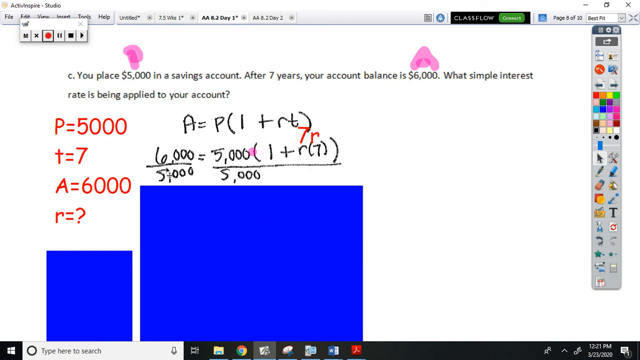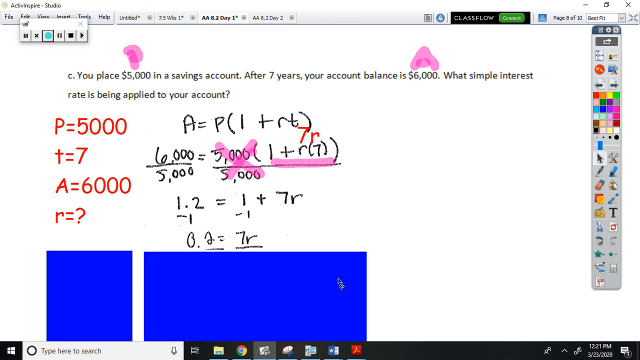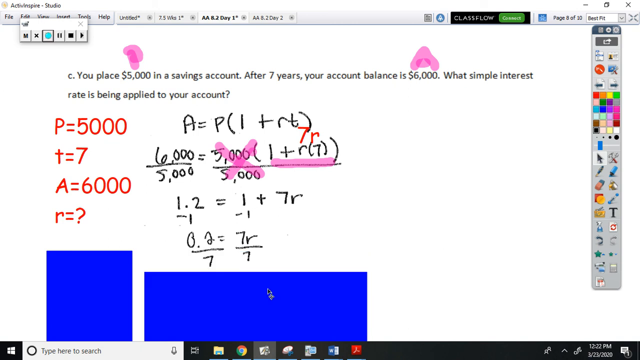So I divide by 5,000 on both sides, which gets me 1.2 equals, and again, these would cancel each other out. So I'm just left with 1 plus 7R. Then I would subtract 1 on both sides. And lastly, divide by 7. Just undoing addition with subtraction, undoing multiplication with division.